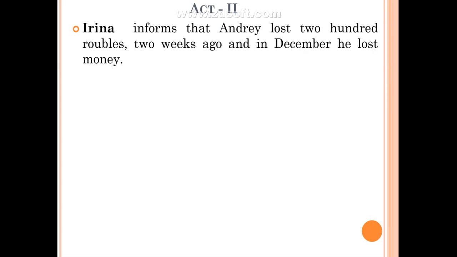Then Irina informs that Andrei lost 200 rubles. Rubles, it is a currency, Russian currency. Andrei lost 200 rubles where? In gambling or in playing cards. Two weeks ago, also he lost money. And in December, he lost money. So she came to know that Andrei has lost so much money in gambling or in playing cards. And she feels that Andrei should lose all the money and sell this house and then we can go to Moscow. Means what is her final destination? Her final destination is to reach Moscow. However, by hook or crook, she wants to reach Moscow.